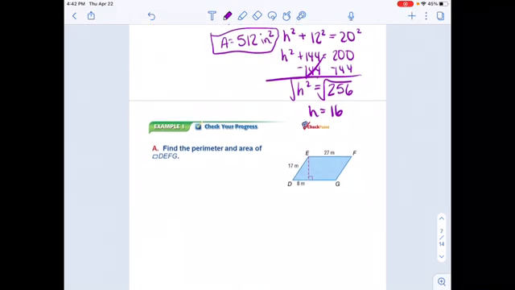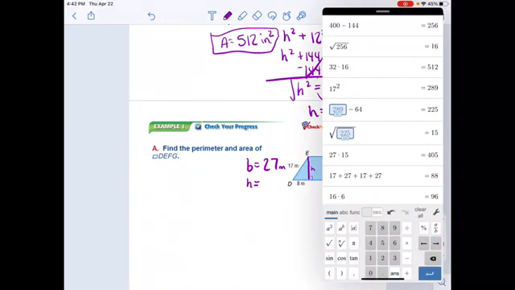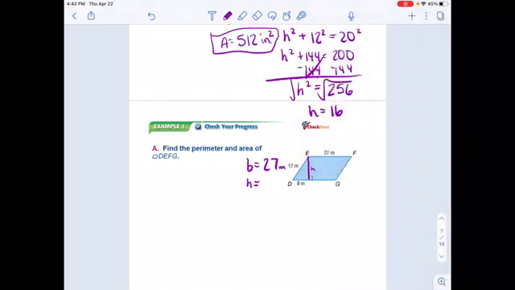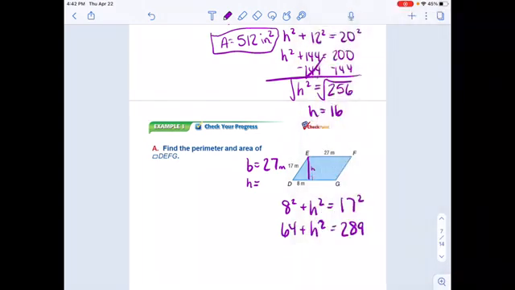Okay, let's do another one. Once again, we use the same process. We're going to have to use Pythagorean theorem to find our height. Our base is given to us. It is 27 meters. Let's actually write it out. We have 8 squared plus h squared equals 17 squared. 17 squared is 289.